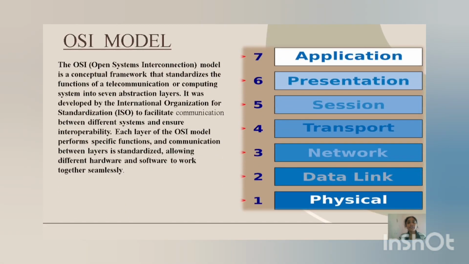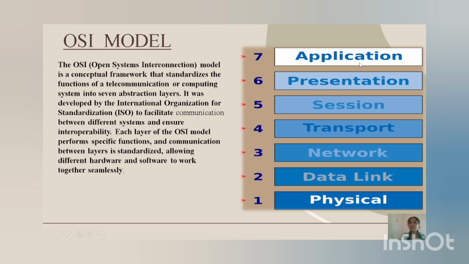It is a conceptual framework that standardizes the functions of a telecommunication or computing system into seven abstraction layers. It was developed by the International Organization for Standardization (ISO) to facilitate communication between different systems and ensure interoperability. Each layer of the OSI model performs specific functions, and communication between layers is standardized, allowing different hardware and software to work together seamlessly.